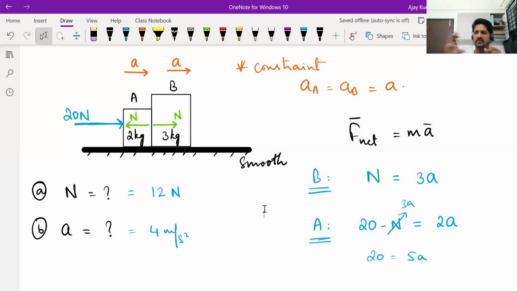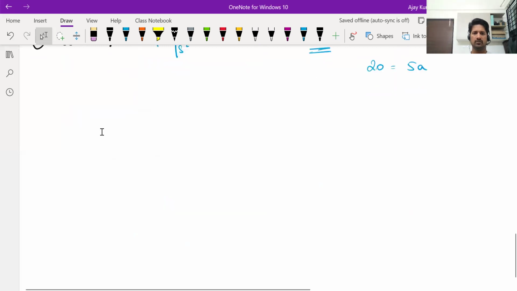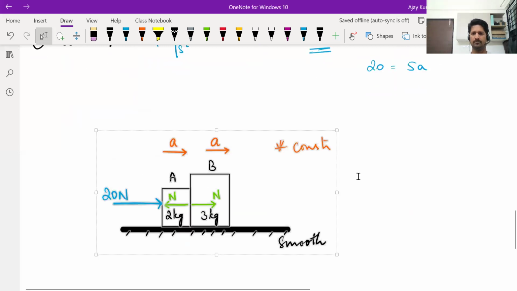So A has a tendency to move. B doesn't have a tendency to move on its own. That means A pushes B. That means there will be a normal force generated between them. Okay. Then we visualized that normal force and wrote Newton's second law, including that normal force, and we got its magnitude. So you could have solved this question this way also.